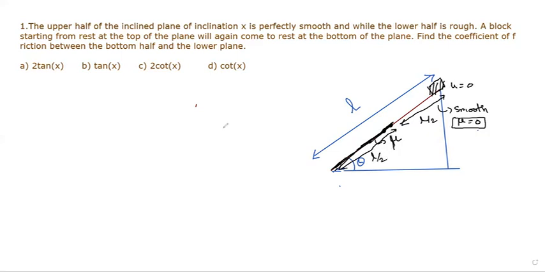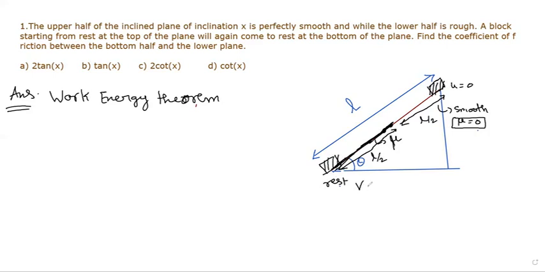Now we can solve this. The coefficient of friction is what we have to find for the bottom half. This is the one which we have to find. This can be solved by using the work energy theorem. So here we go. When the block slides and reaches the bottom, at the bottom it is also at rest. So the final velocity is also 0. The initial velocity is 0 and the final velocity is 0.